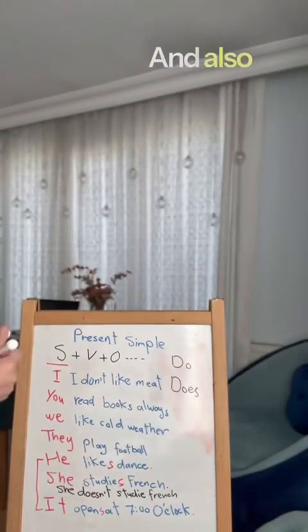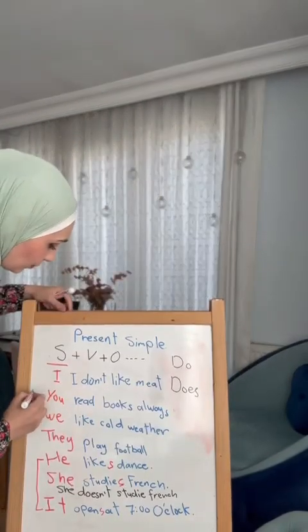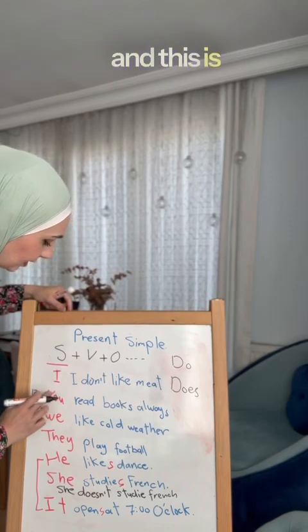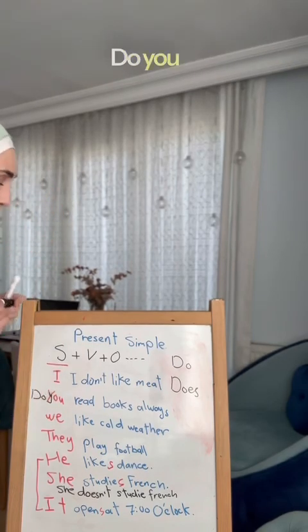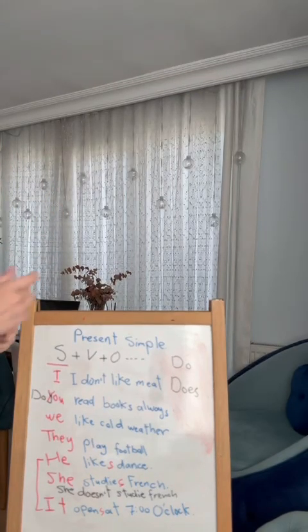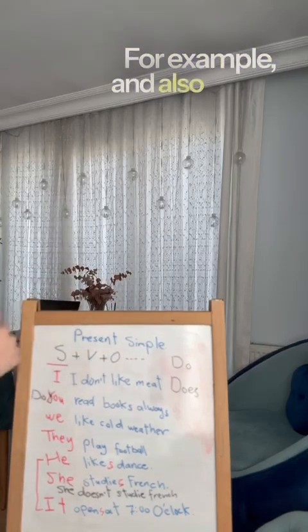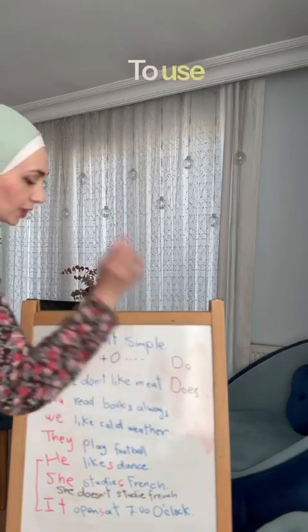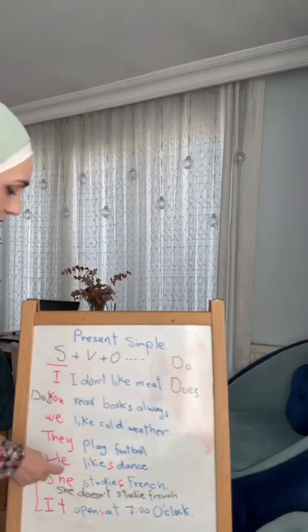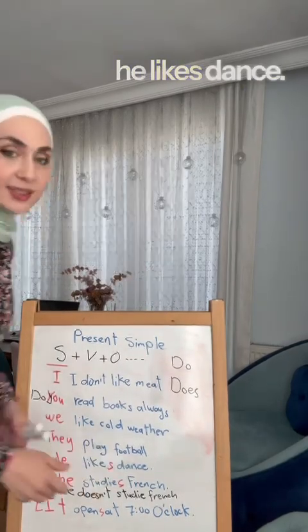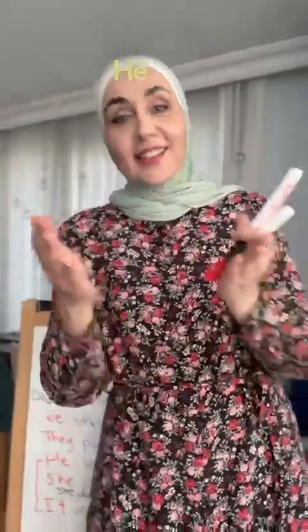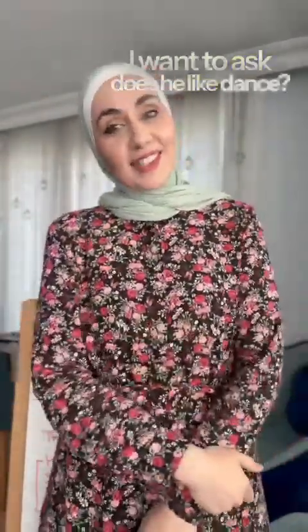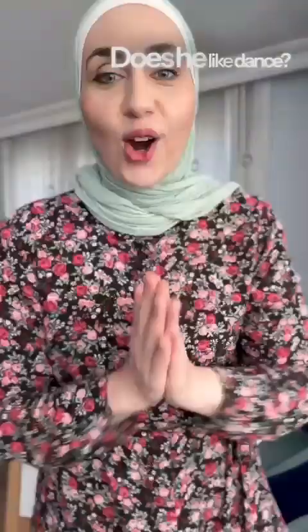And we add do, and the verb comes in small letters. Do you read books always? And also if I want to ask something with does, I use does. For example, he likes dance. I want to ask, does he like dance? Okay, now let's practice together.